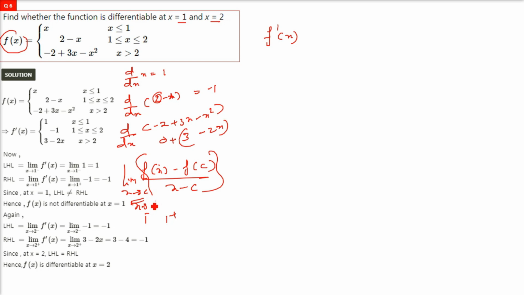Let us write this f dash x because we have just made the derivative out of it. But we have to check whether it is differentiable at x equals 1 or x equals 2. So f dash x: differentiation of x is 1, differentiation of 2 minus x is negative 1, differentiation of negative 2 plus 3x minus x square is 3 minus 2x. This is when x is less than or equal to 1, this is when x is between 1 and 2, and this is when x is greater than 2.